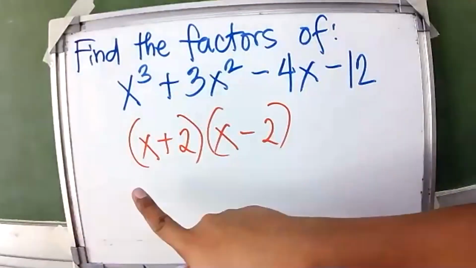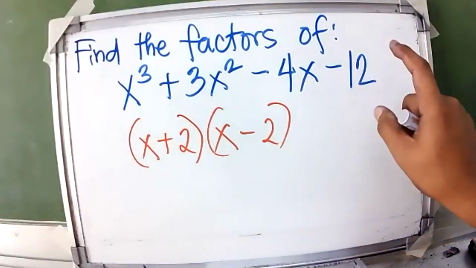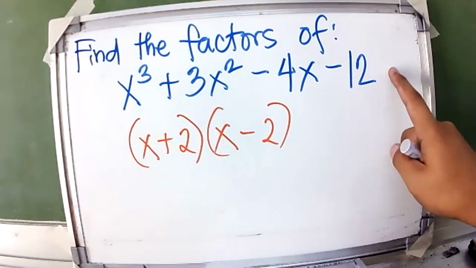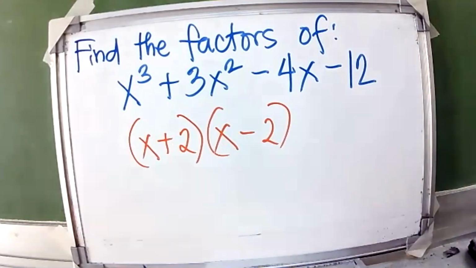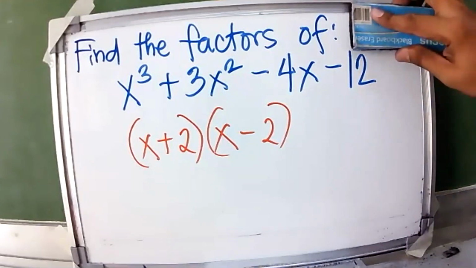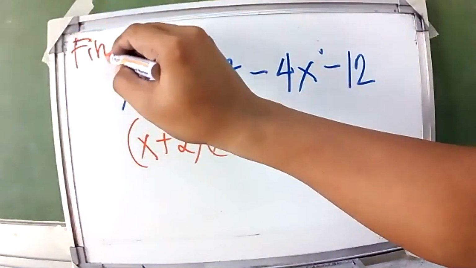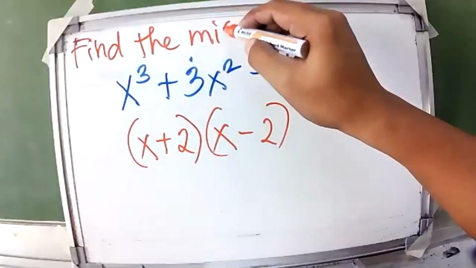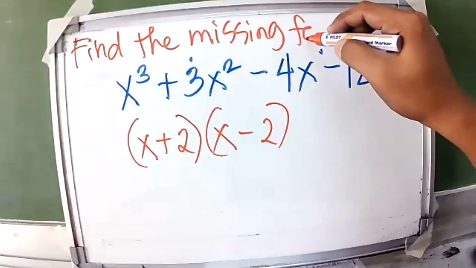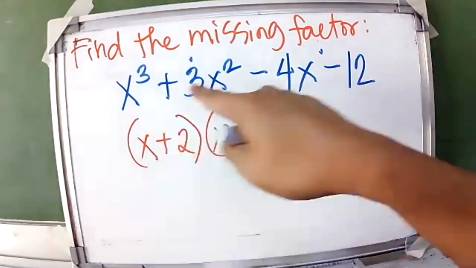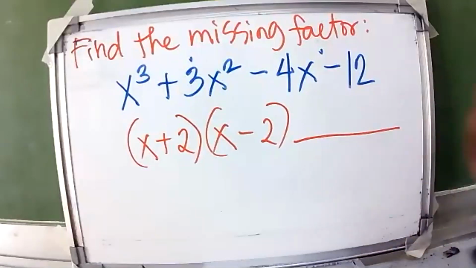Okay, you already know the process here. This can be solved using factoring by grouping or the rational root theorem. But what if in our problem, problem is find, for example, find the missing factor of this. So we are looking for the missing factor. Okay. Sige nga. I know you know the answer, but how will we find the missing factor in this problem?